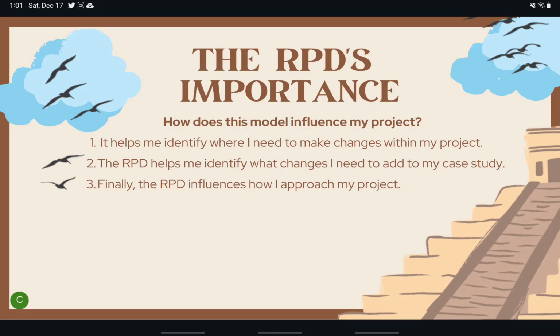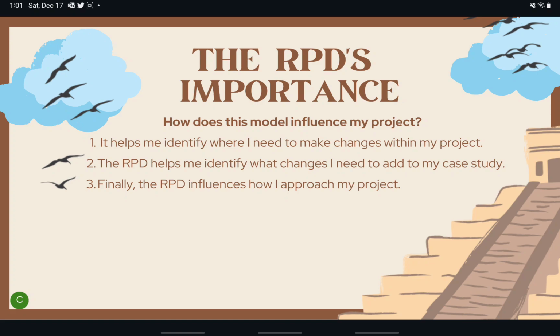How does this model influence my project? 1. It helps me identify where I need to make changes within my project. I found that I need to rework my approach to incorporating sustainable food practices in ULI communities. In particular, within my solutions, I must focus on building resilient communities that would improve ULI conditions and planetary health.